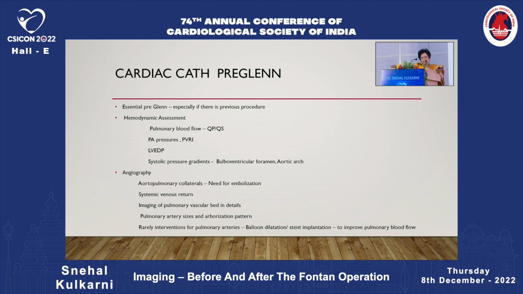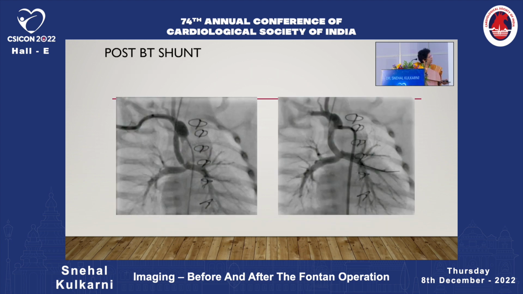Most of the centers or many centers may prefer cardiac cath prior to Glenn, especially if they have undergone a palliative procedure before doing a Glenn, either a pulmonary artery band or a BT shunt. Again, all these parameters need to be assessed. I think there's a next talk, I won't go into details for that. So this is, imaging wise, showing an angiography of a patient who has a BT shunt.